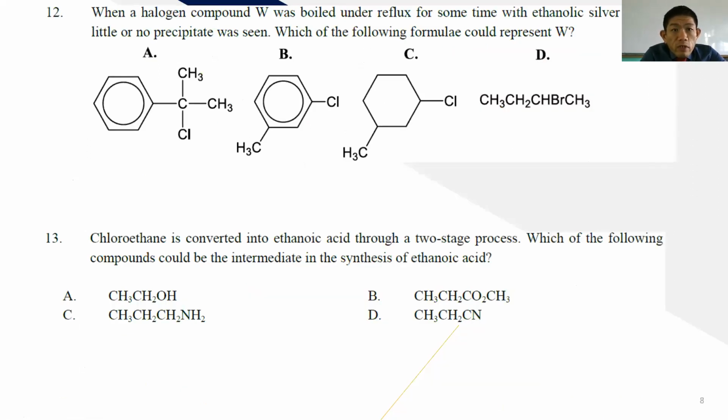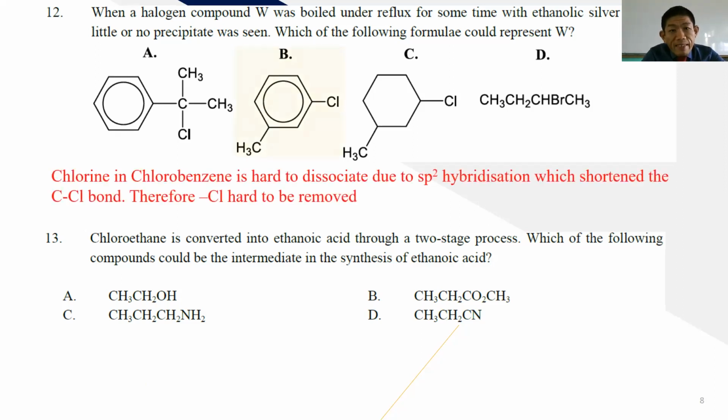Whereas for number 12, a halogen compound W has been boiled under reflux for some time with ethanolic silver nitrate, with little or no precipitate seen. Which of the following formulae could be W? If you don't want to see any precipitate when reacting with ethanolic silver nitrate, chlorine attached directly to the benzene ring is the most significant, because chlorine cannot be simply removed from a chlorobenzene. Therefore, it is hard to see the white precipitate. So the best answer here is B.